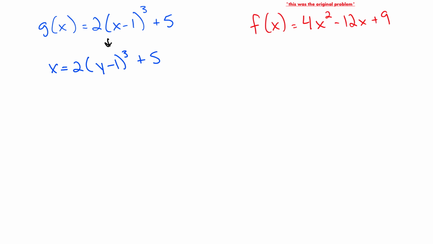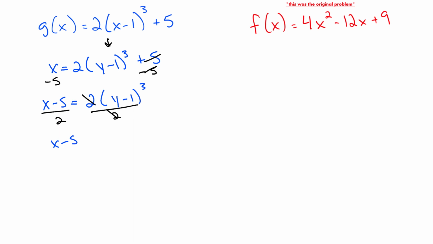Now, I'm going to spend the rest of this problem trying to isolate the y value, trying to get y by itself. So I get y equals equations with x in it. So I'm going to subtract 5 from both sides. That'll leave me with x minus 5 is equal to 2 times the quantity of y minus 1 quantity cubed. I'm then going to divide both sides by 2 to get x minus 5 all divided by 2 is equal to the quantity of y minus 1 quantity cubed.